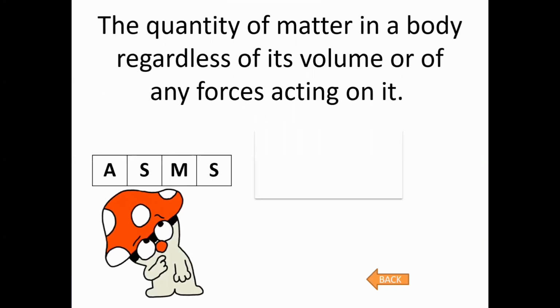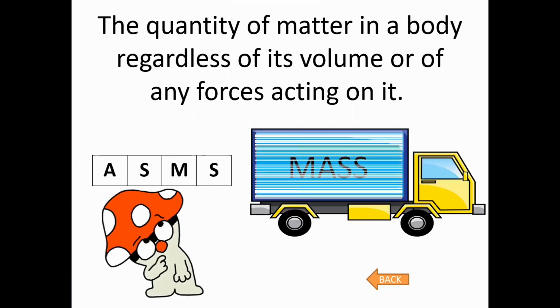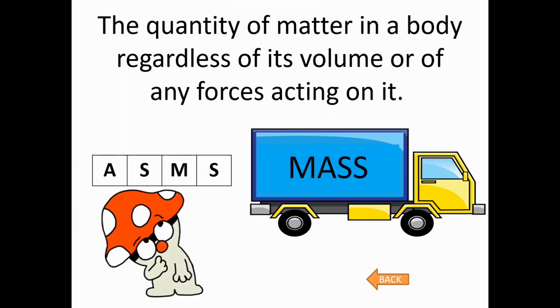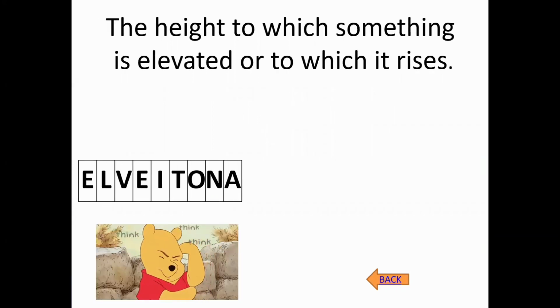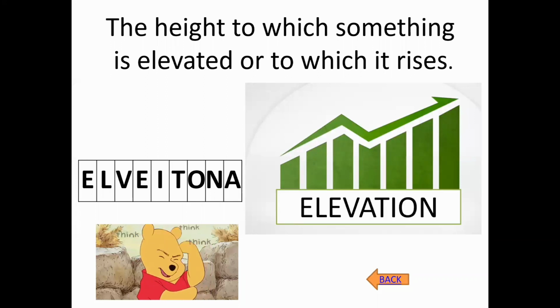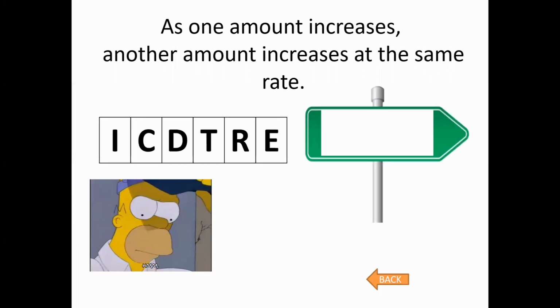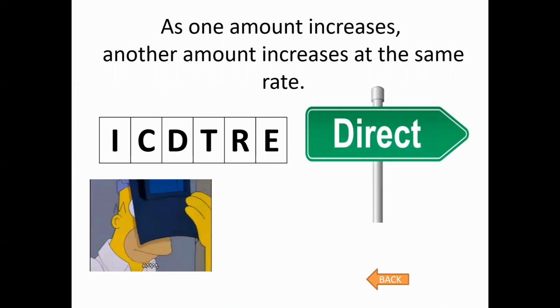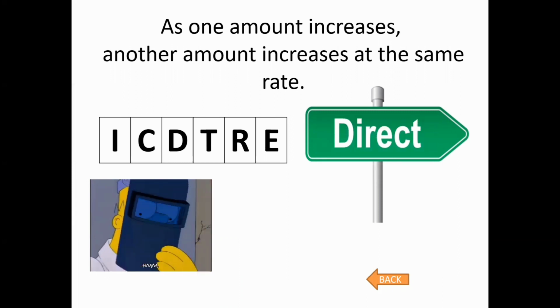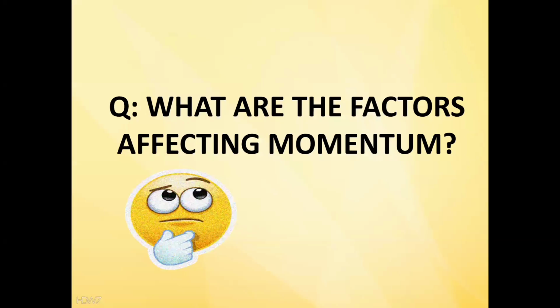Second word. Can you guess? This is mass, the quantity of matter in a body regardless of its volume or of any forces acting on it. That is mass. Third, from the picture itself, this is elevation, the height to which something is elevated or to which it rises. Next one. This is direct. As one amount increases, another amount increases at the same rate.